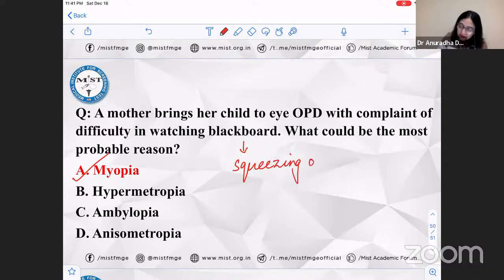So there can be in the history squeezing of eyes. This is to get pinhole effect. They squeeze the eye so that only a small amount of rays pass through, which could help them in clearing up their vision a bit. So when there is complaint of squeezing of eyes or difficulty in watching blackboard, then suspect myopia or nearsightedness, because the child has difficulty in distant vision. So here the most appropriate answer will be your myopia.